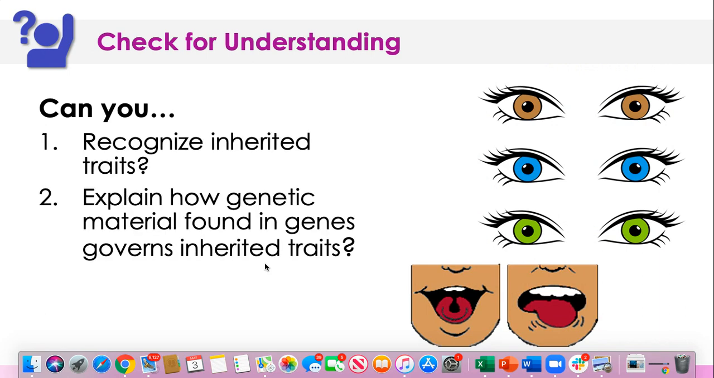So that's all I've got for you guys. Are you able to recognize what inherited traits are now? Explain how genetic material found in genes governs inherited traits. Tomorrow you have to show me that you really understand all of this, and you'll get to choose from 3 different things. Go take a look at it.